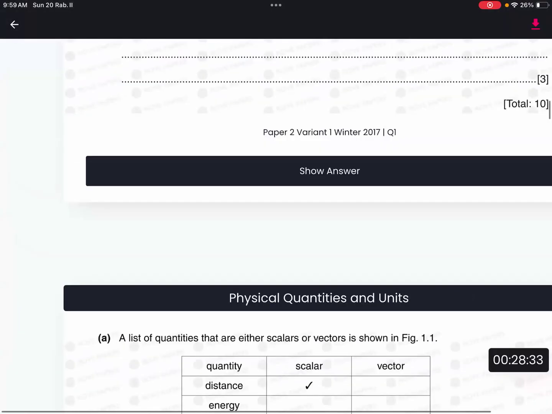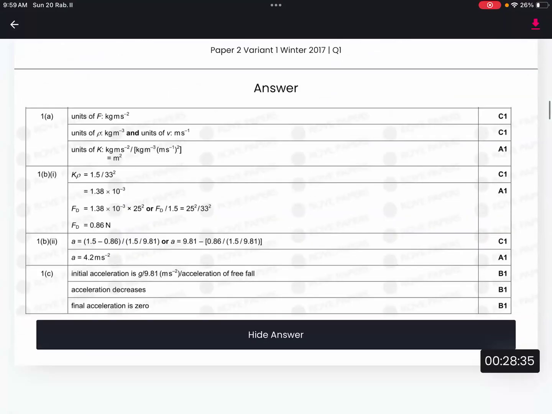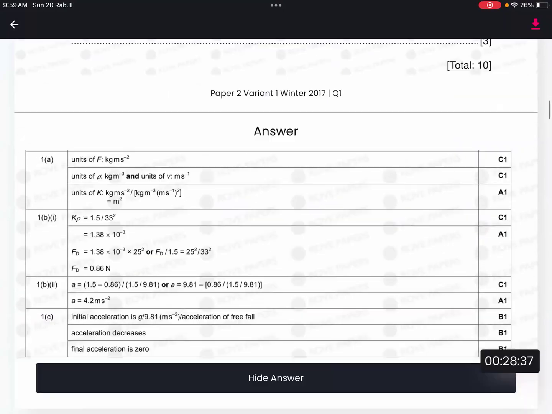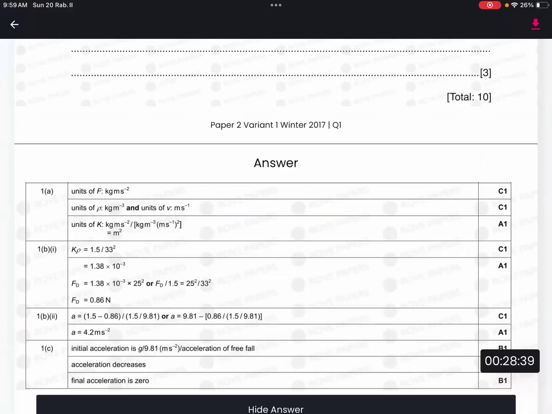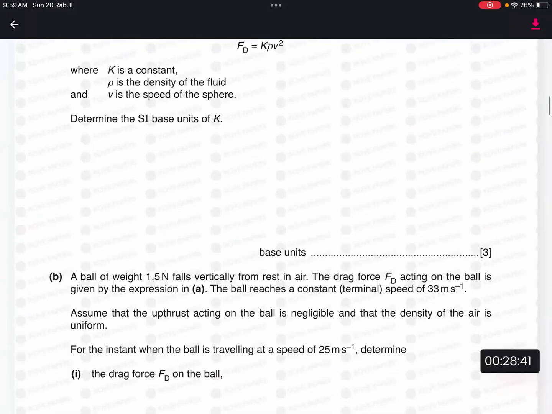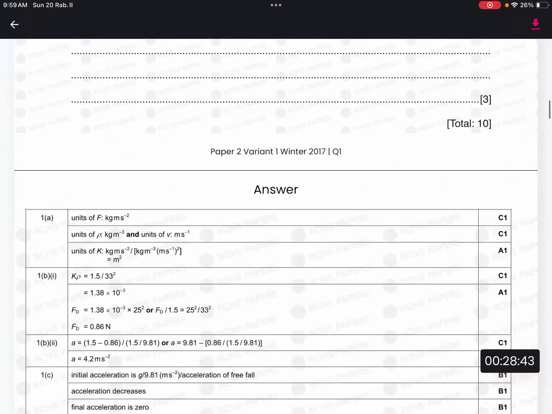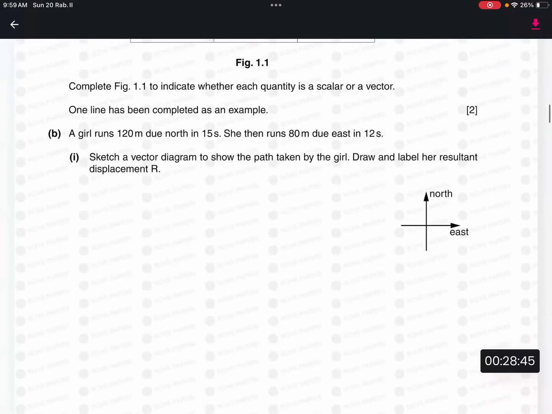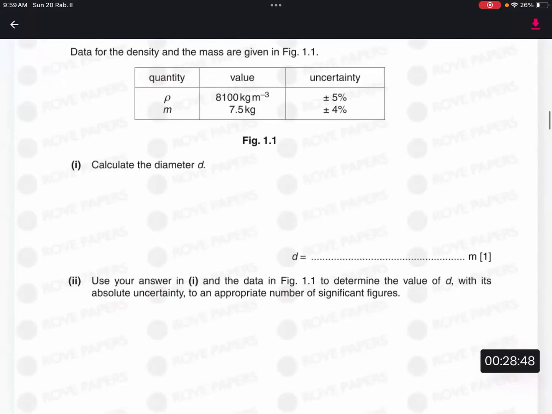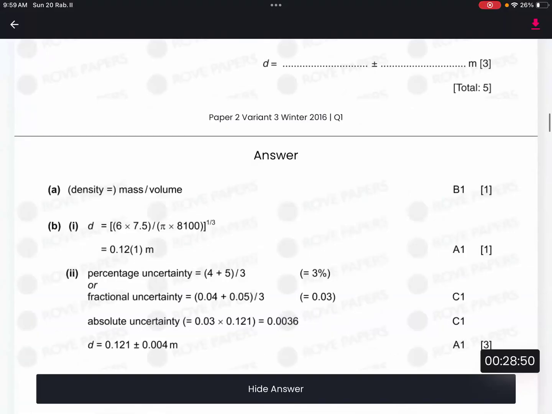Okay, now I'm going to show you the answers. Okay, what was the question? Yeah, this one. 0.121, 0.004. Okay, that is the correct answer. So you need to be careful about these multiples, okay?